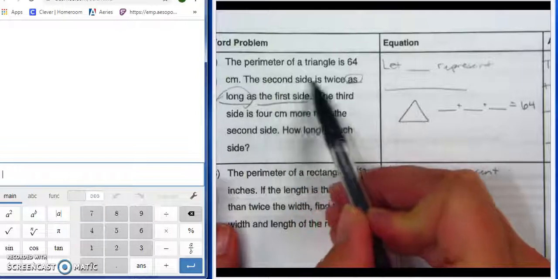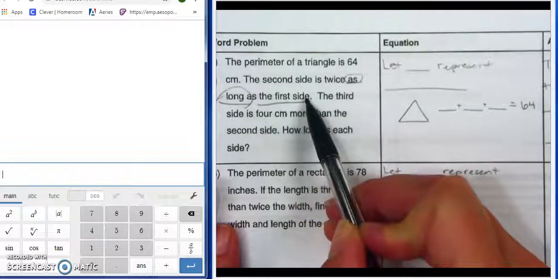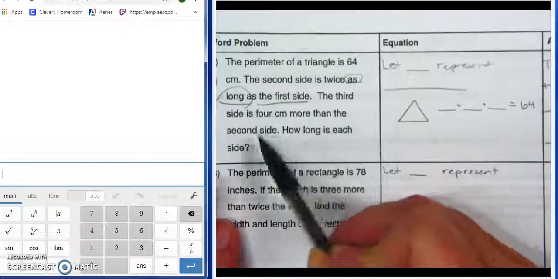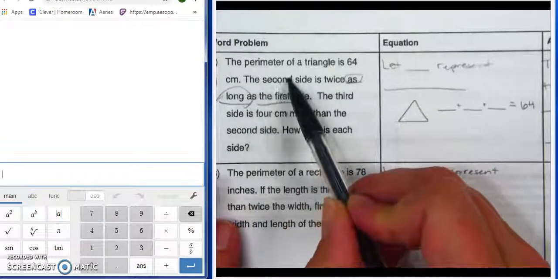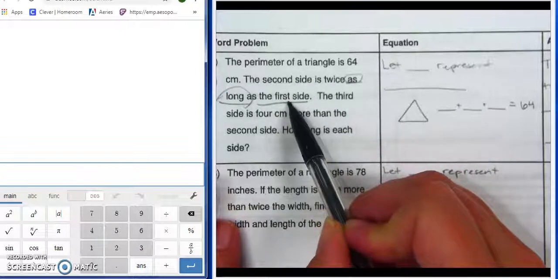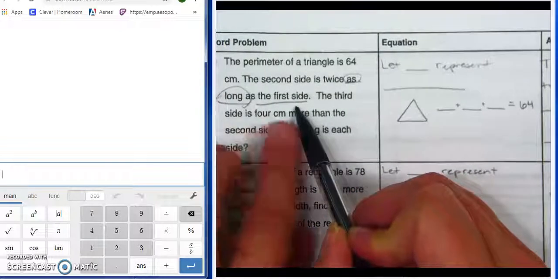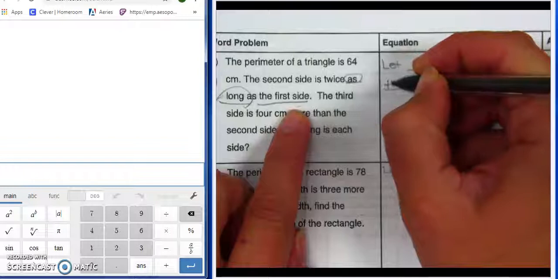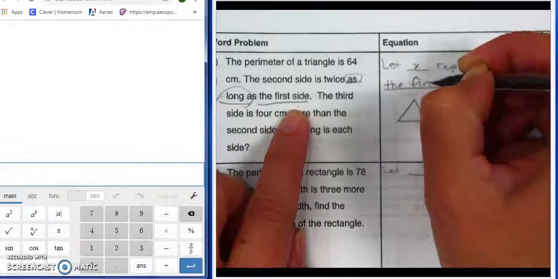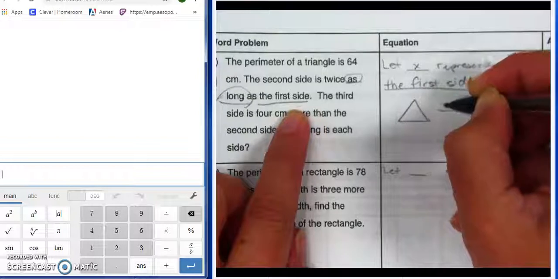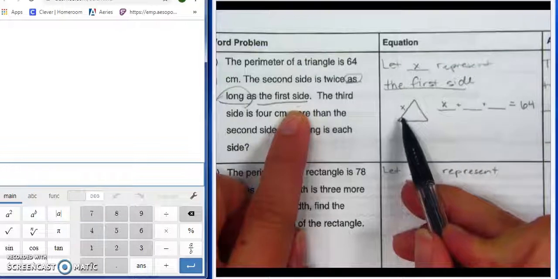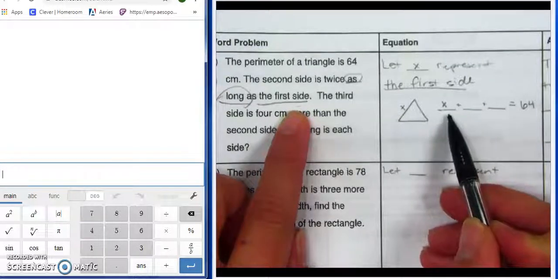The second side is twice as long as the first side. I'm going to stop there. There's a comparison. The third side is 4 centimeters more than the second side. How long is each side? So it looks like the third side's compared to the second, but the second is compared to the first, so the first is what gets the variable. Let's let x represent the first side. I'm going to put in an x for this first side, and label my little triangle over here with an x for the first side, whatever side you see as the first one. So there's the first, the second, the third.